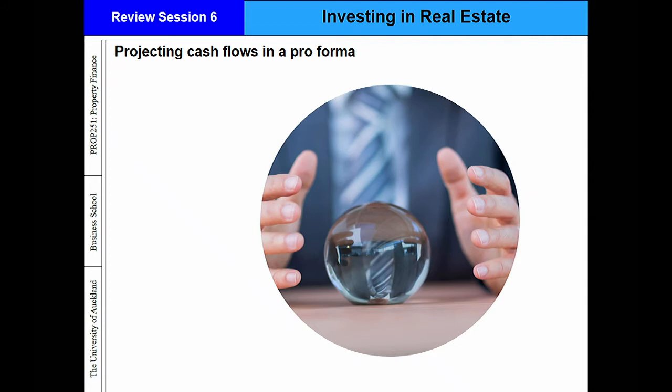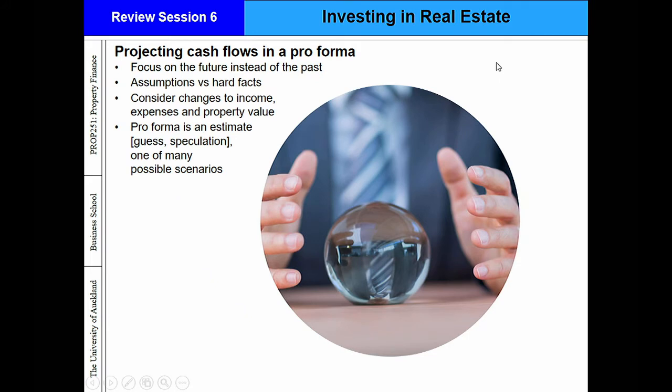Essentially, this is what a pro forma is. It's all based on assumptions. It's almost like looking into a crystal ball and making a prediction. And you shake it one way, and it goes one direction. Shaking it again, and it shows you another future. Why is that? Because this is all based on future predictions and not hard facts.